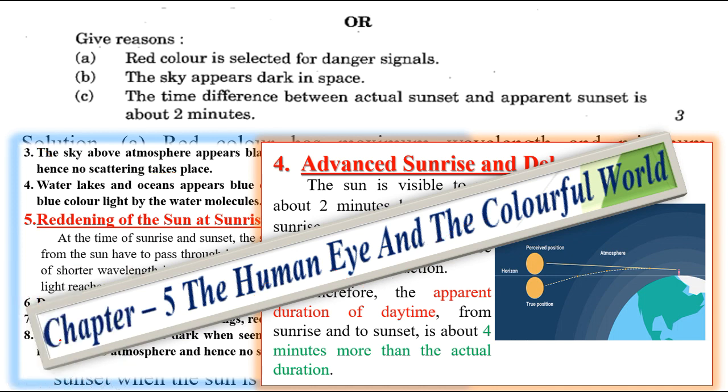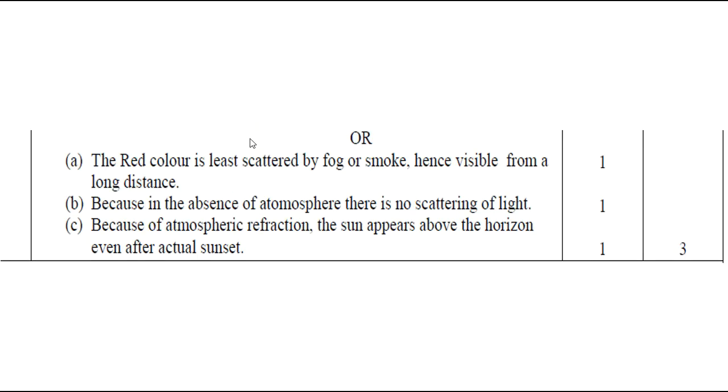Now moving further to the next question. Before that, see what the board has given as the answer to these questions. Red color is least scattered by fog or smoke and hence visible from a longer distance. The second says because of the absence of atmosphere no scattering will take place. These words are very important: least scattered, no scattering, and in the third part, atmospheric refraction. If you have written these three, you will get 1 mark for each question, and the total will count to 3 marks.